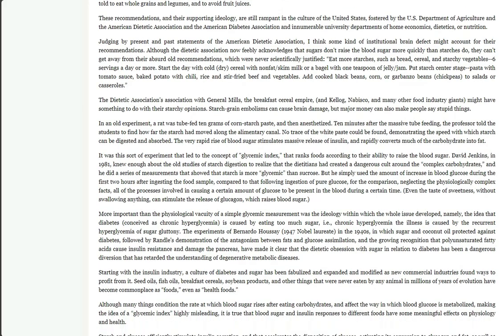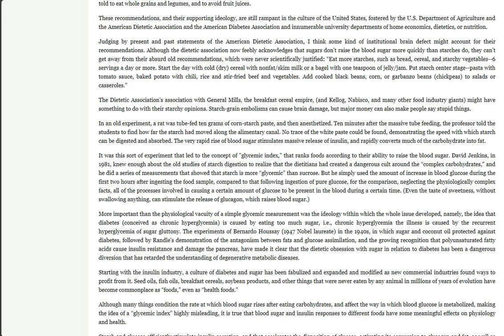Judging by present and past statements of the American Dietetic Association, I think some kind of institutional brain defect might account for their recommendations. Although the Dietetic Association now feebly acknowledges that sugars don't raise the blood sugar more quickly than starches do, they can't get away from their absurd old recommendations, which were never scientifically justified.